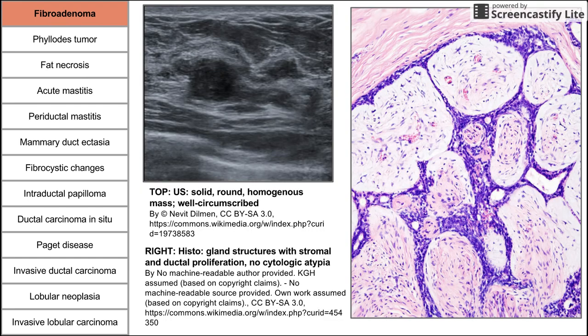So here's a picture of histology on the right, where we see the gland structures that are characteristic of the breast, and we also see a lot of stromal and ductal proliferation. There should be no cytologic atypia here. At the top, we have an ultrasound picture showing a solid, round, homogeneous mass, and that's a fibroadenoma.